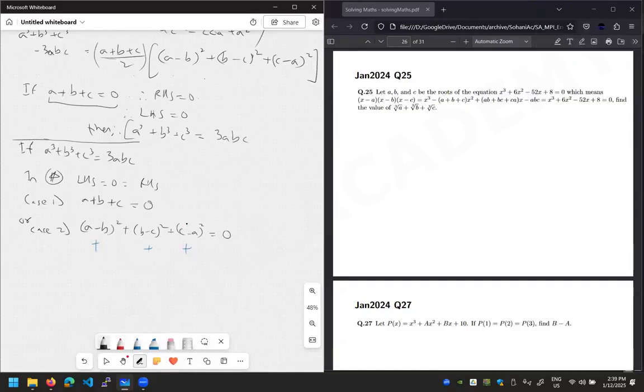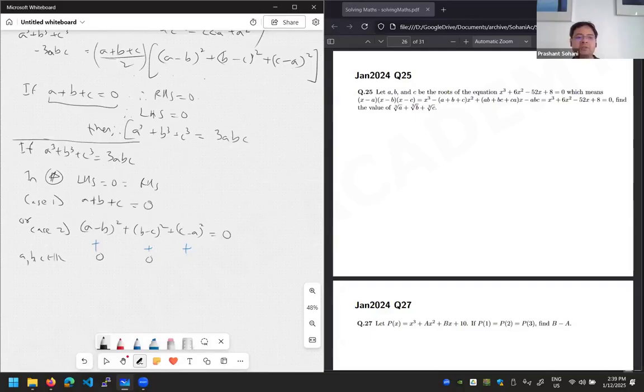Sir, a equal to b equal to c. Needs to be complex. Yeah. The numbers can be complex, but if we are told that we are only talking about real numbers, then the only possibility is that all the brackets are 0. So in other words, a, b, c have to be equal. Yeah.